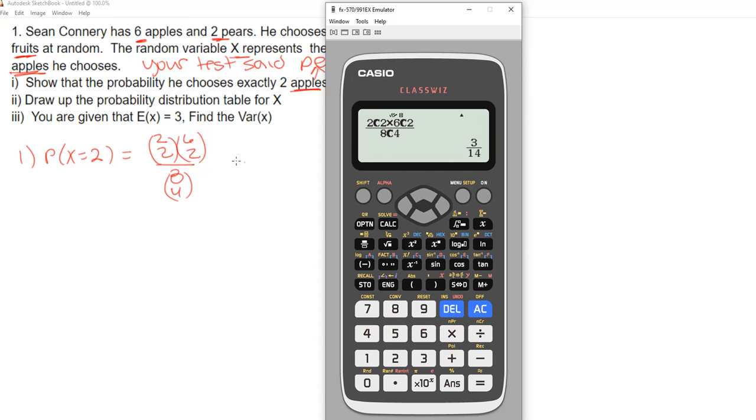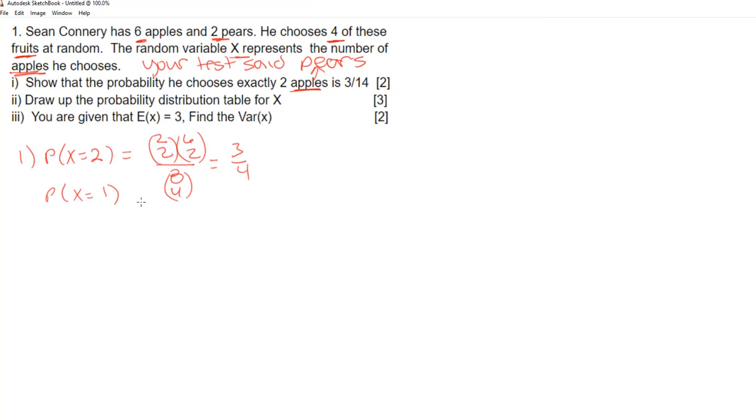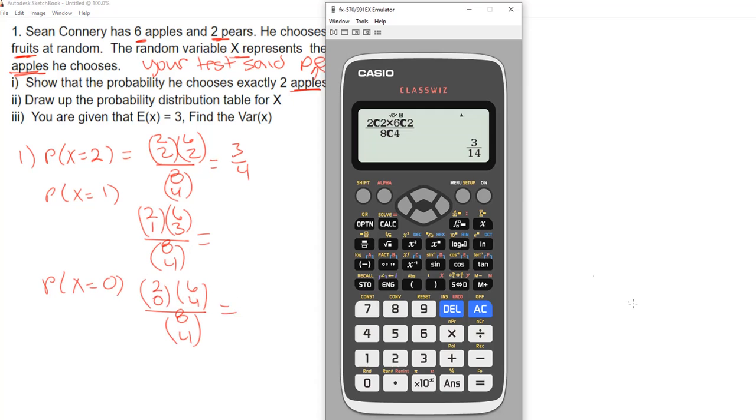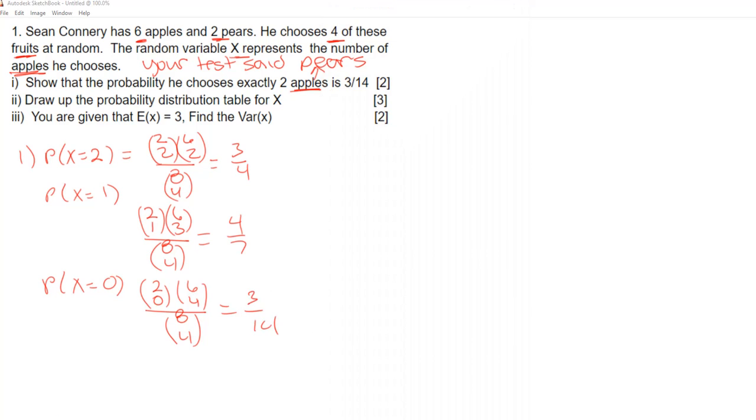3/14. And so then what's going to happen is I'm going to use the calculator and use combinations and figure out the other possibilities in a very similar way. And you'll notice how I've got the calculator all set up, so I'm not rewriting the whole problem. I'm just changing some of the digits. Anyway, I'm going to get a probability distribution of 0, 1, and 2. And the first one is going to be 3/14, 4/7, and then 3/14. That's my probability distribution table.